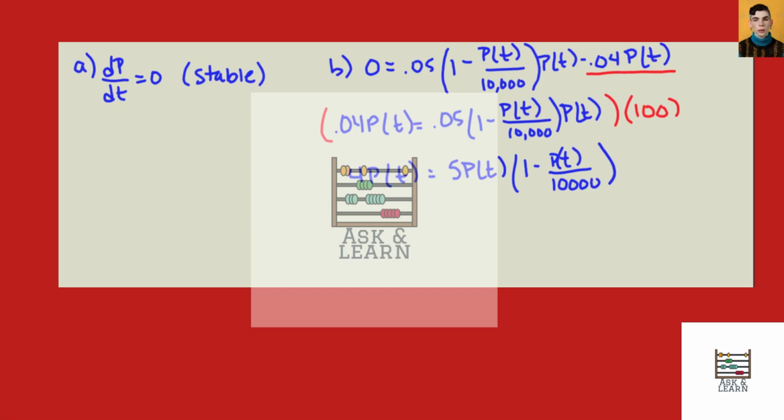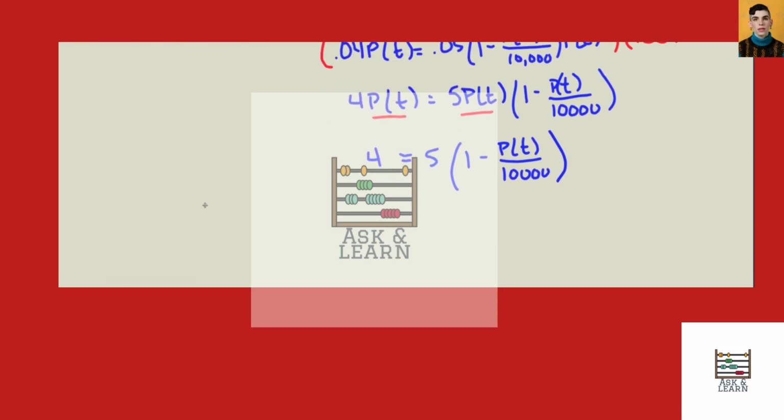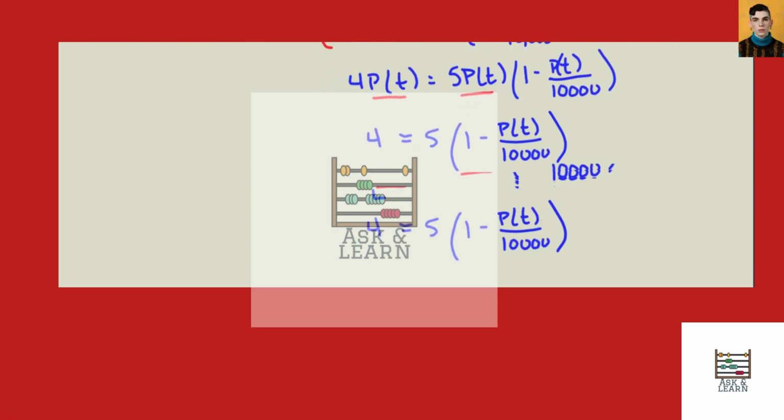All right. Now notice that we have a factor of P of t on both sides. Let's go ahead and divide by it. And now we have 4 equals 5 times 1 minus P of t over 10,000. Let's distribute the 5 and get rid of those parentheses. Now we have 4 equals 5 minus 5 P of t over 10,000.